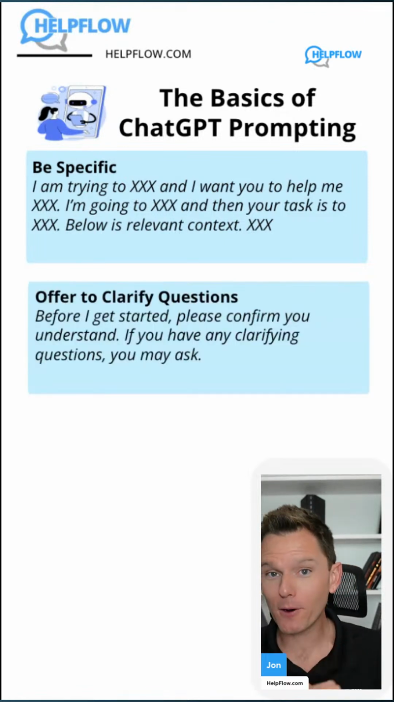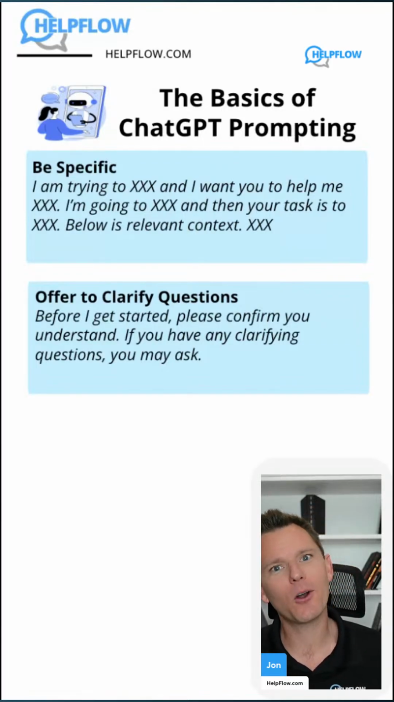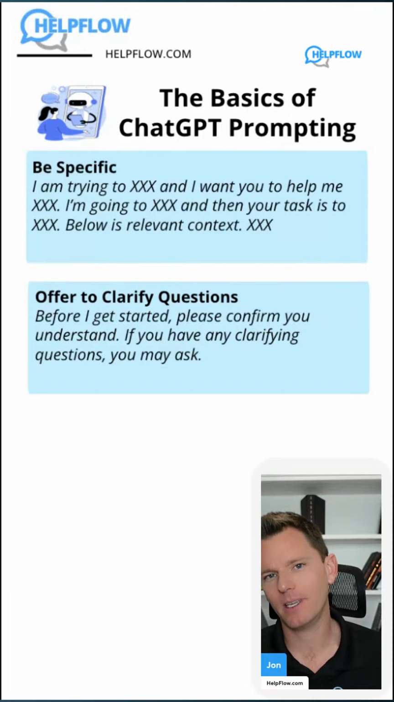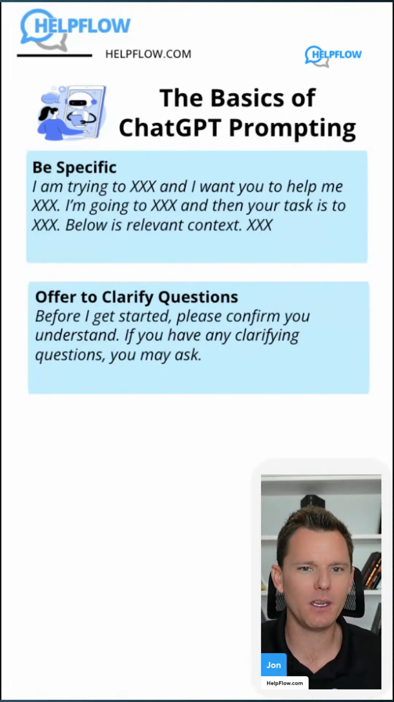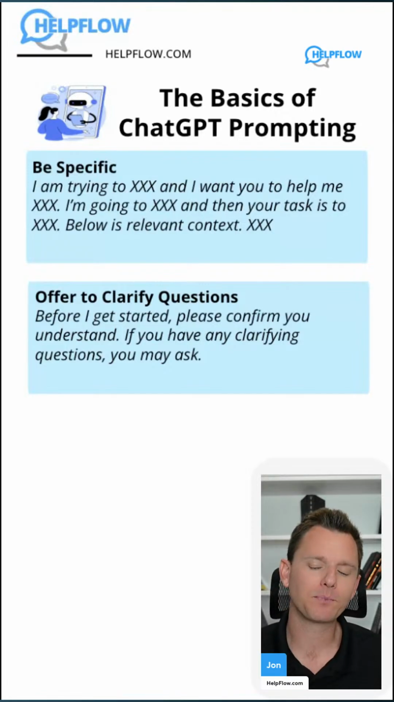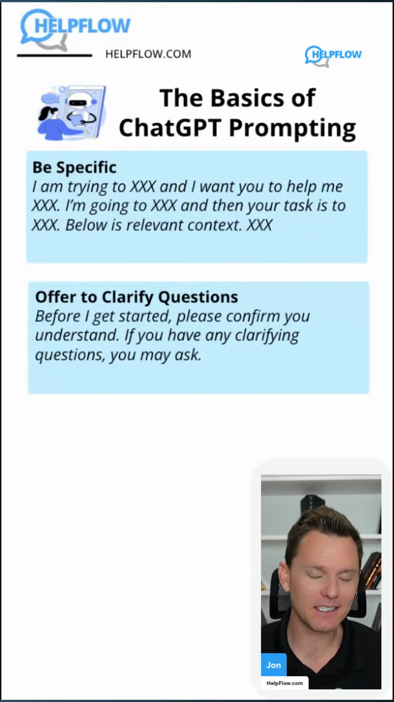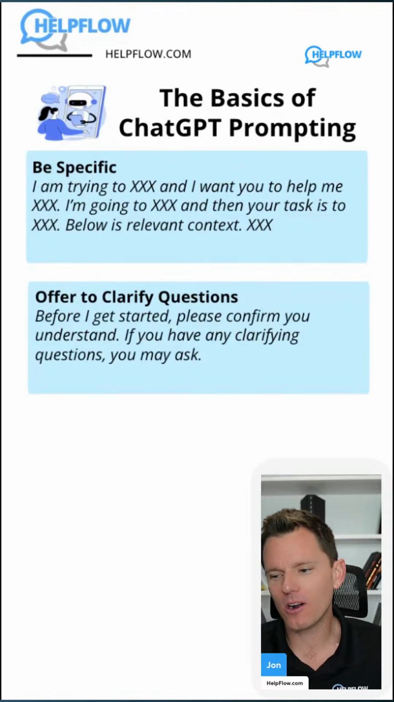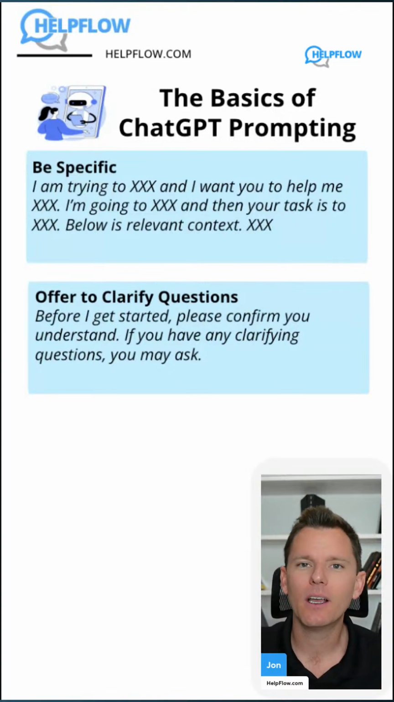Second, though, is offer to clarify questions. Just like you would with a human, say, before I get started, please confirm you understand, and if you have any clarifying questions, you can ask. That's literally what you're putting in the prompt. So this is really the first prompt that you're going to be sending: these two pieces of information. When you do that, ChatGPT is going to ask you some clarifying questions. That's essentially what it's going to do. Those clarifying questions are usually pretty brief, but it's going to be really good context for the AI.